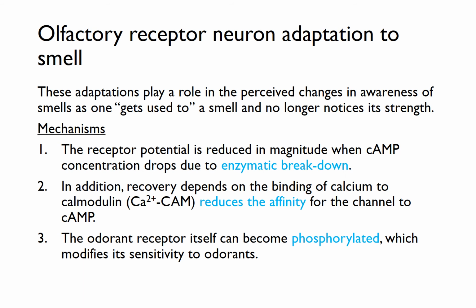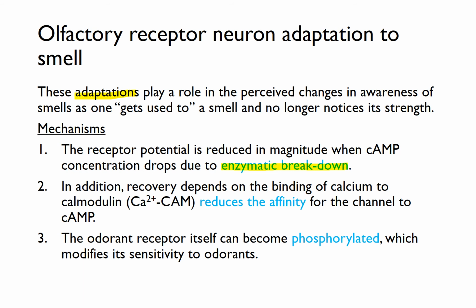So the odorant receptor neuron literally adapts to the chemical compound the longer it sticks around and binds to the receptor. And there are essentially 3 possible mechanisms that can contribute to this. The first is the receptor potential is reduced in magnitude because cyclic AMP concentration can decrease. Cyclic AMP gets broken down enzymatically the longer it sticks around in that intracellular compartment. And so if you don't have as much cyclic AMP around as you used to, then you're going to have less binding to its binding site on those CNGC channels.